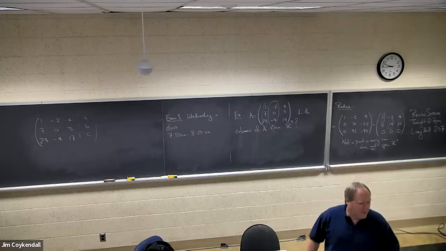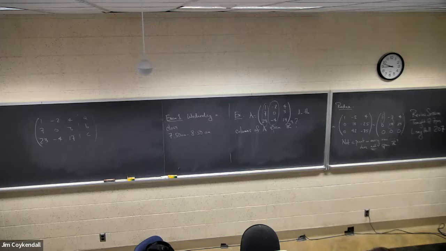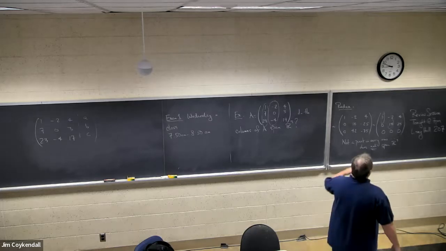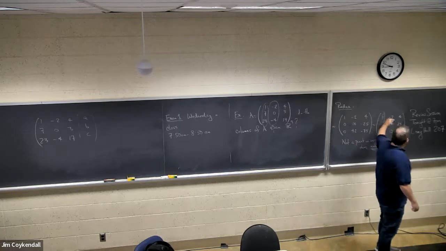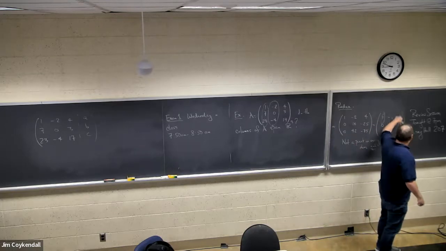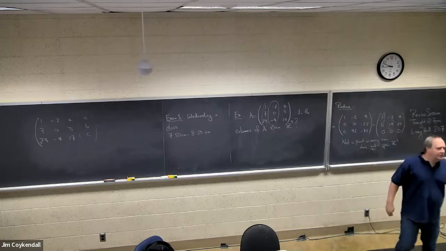If we had solved that and there wasn't a row of zeros and there was a pivot in every row, would our answer just be yes, it does span all of R3? That's correct. If you had a pivot in every row, then it would span R3. Yes.